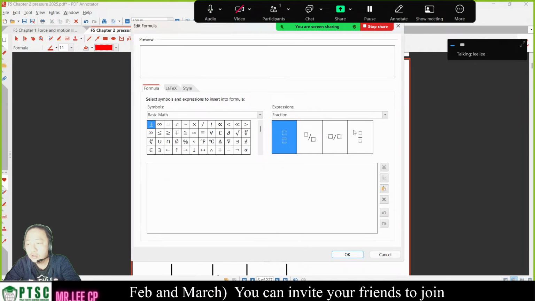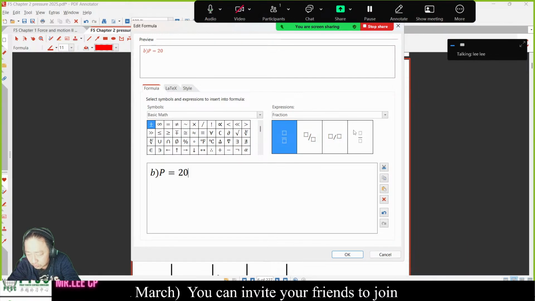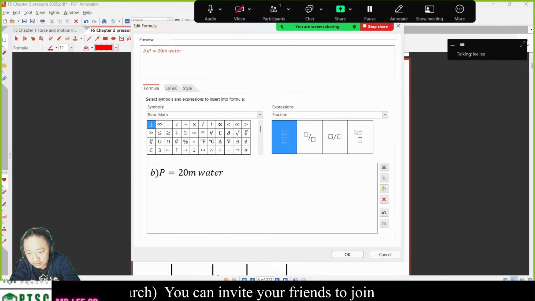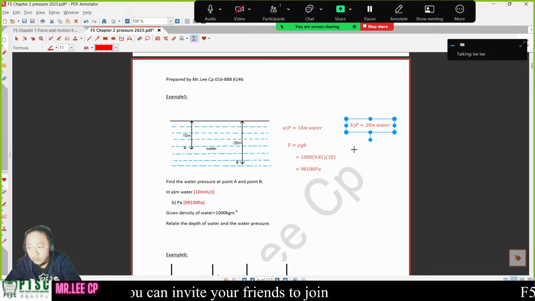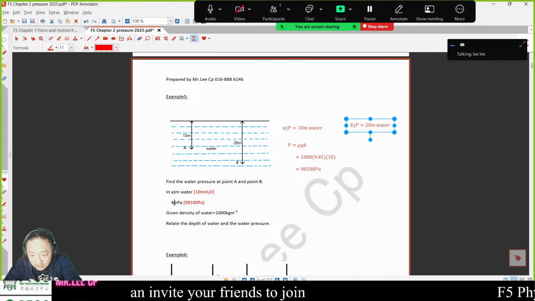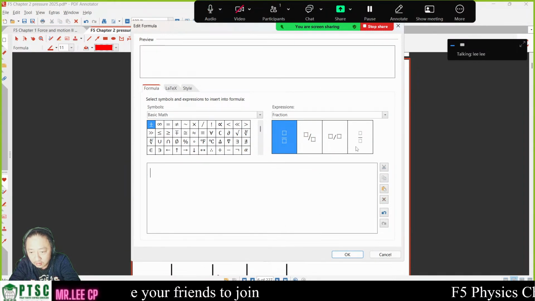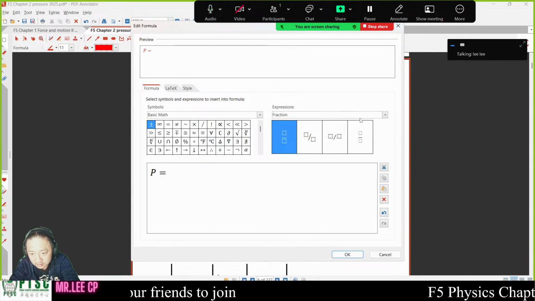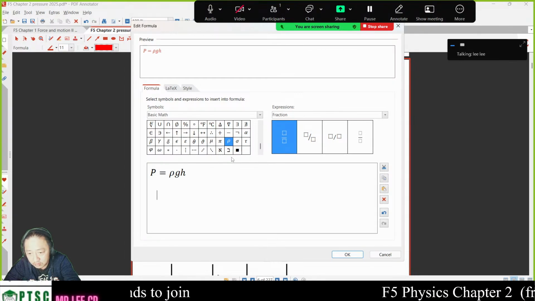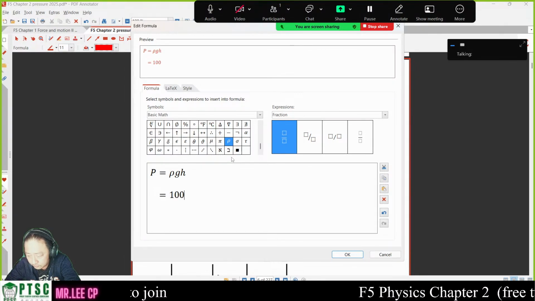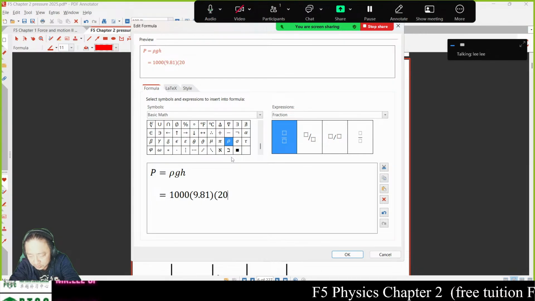So for B, pressure is equal to 20 meter of water. 20 meter of water also can, no worry. Now here they ask you for B, change it to Pascal. Pressure is rho gh: rho 1000, g 9.81, h 20.